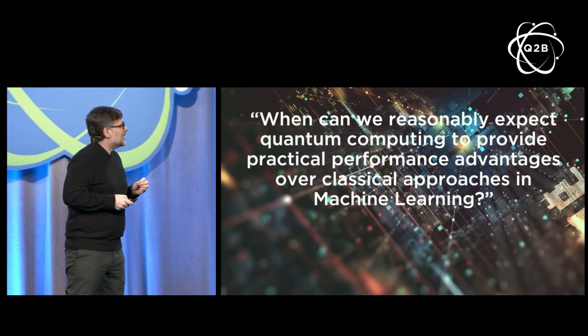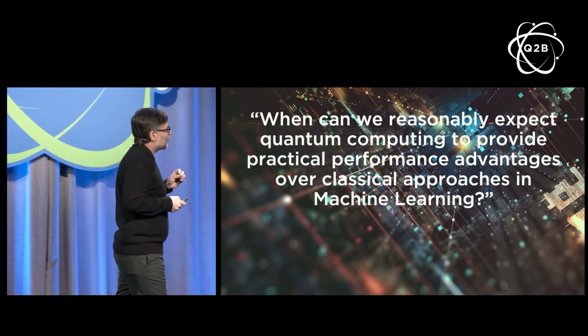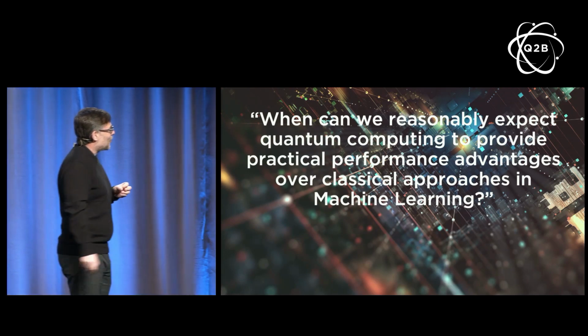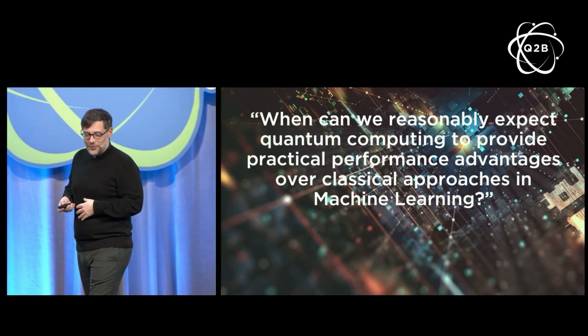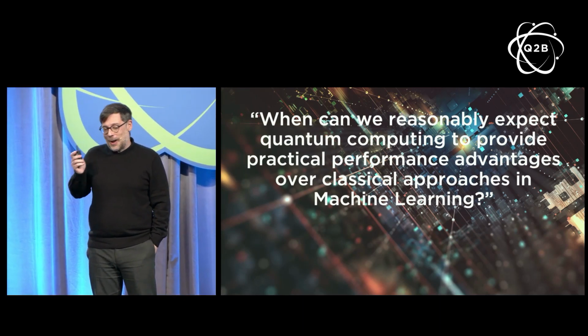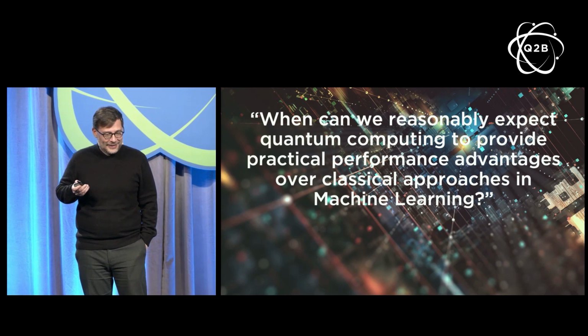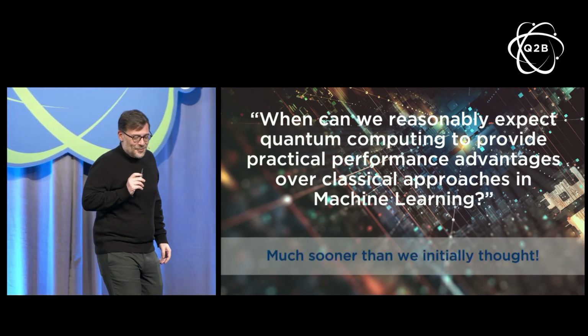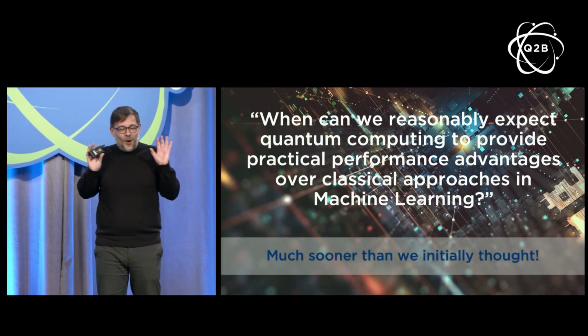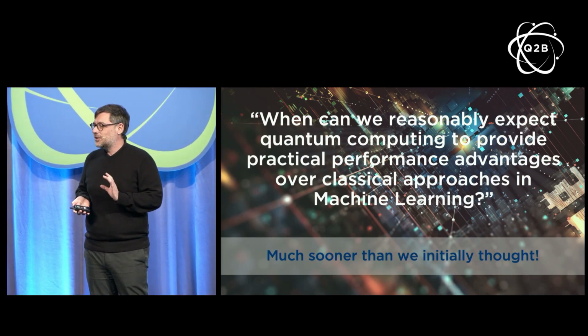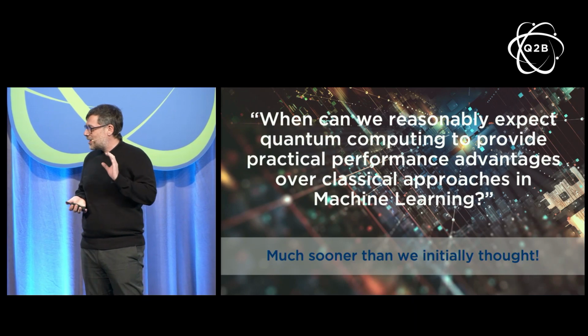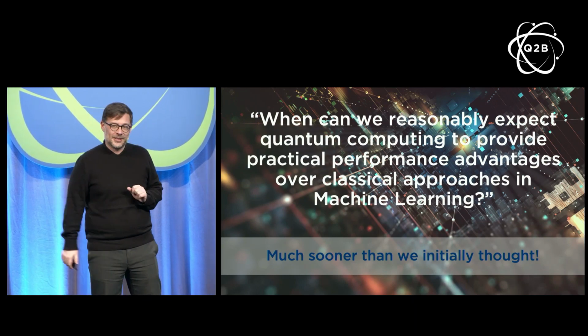So let me finish with this. When can we reasonably expect quantum computing to provide practical performance advantages over classical approaches in machine learning? This was a mouthful, but I'm not going to give you a number. But I'm optimistic enough to say that it should be sooner than we initially thought, and we need to work both on the hardware and on the software to make this actually work. So thank you very much.